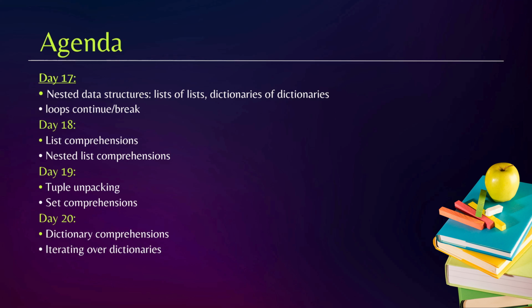We will look at different nested data structures. Then we'll have a look at the loops break statement, especially. We did have a look at that one, but we didn't perform that one, but it will make much more sense if we do it here. Then we will have a look at different comprehensions like list comprehensions, dictionary comprehensions. Then also we will have a look at tuple unpacking.